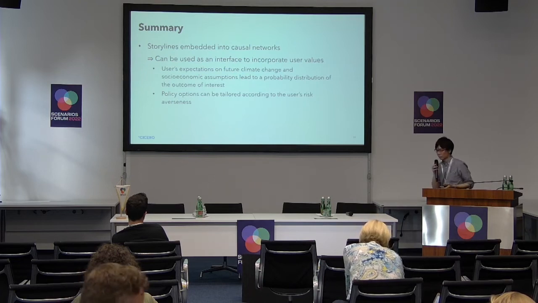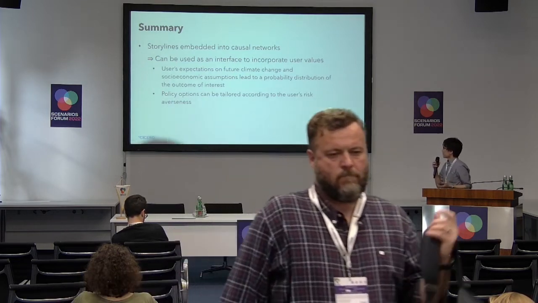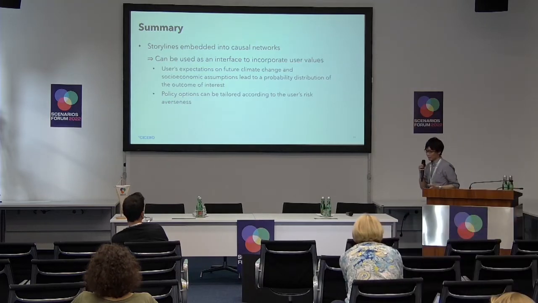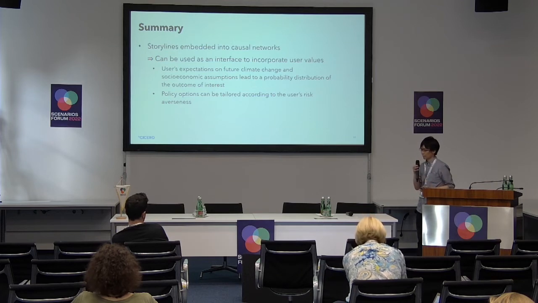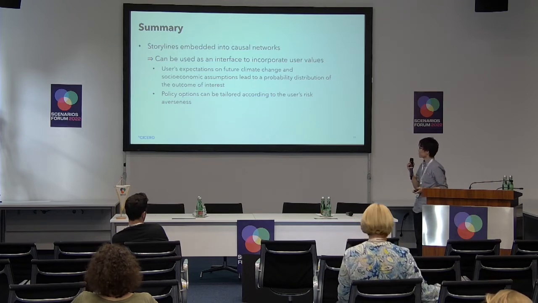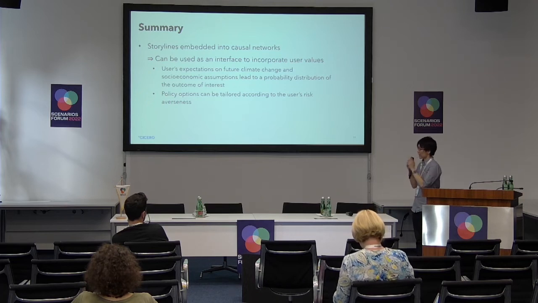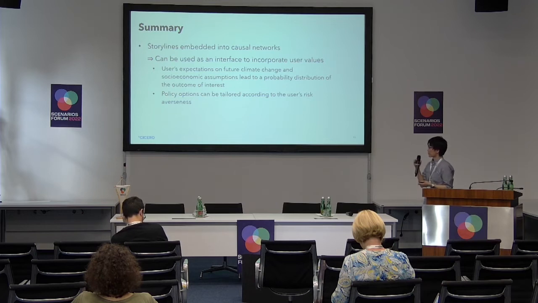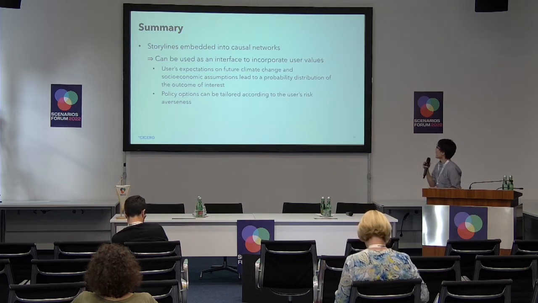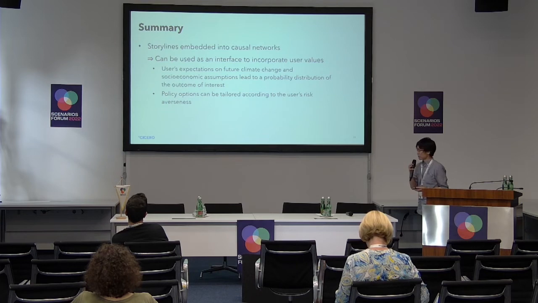Okay, so that's all I have. To summarize, the storyline is, by embedding the storyline into causal networks, this can be used as an interface to incorporate the user-held values. So the user's expectations on futures came in as their expectations on the climate change future and socioeconomic assumptions, GDP increase.